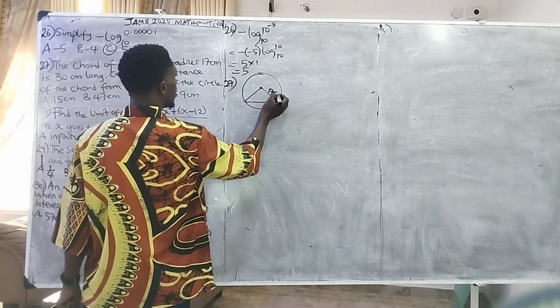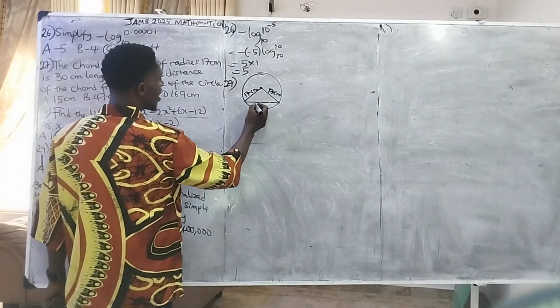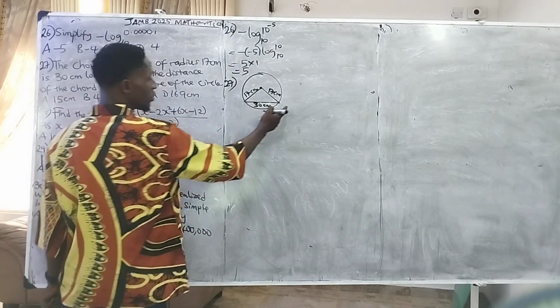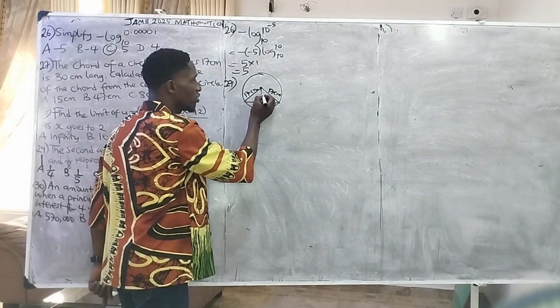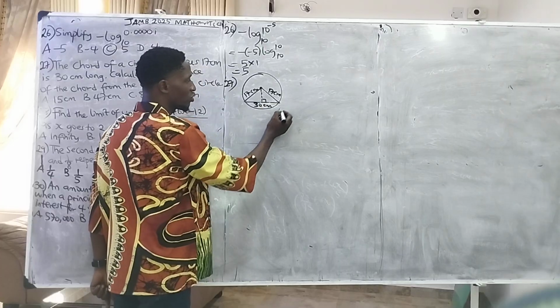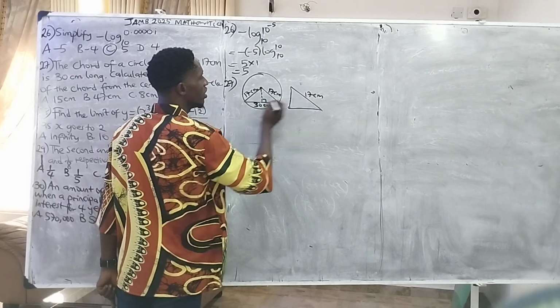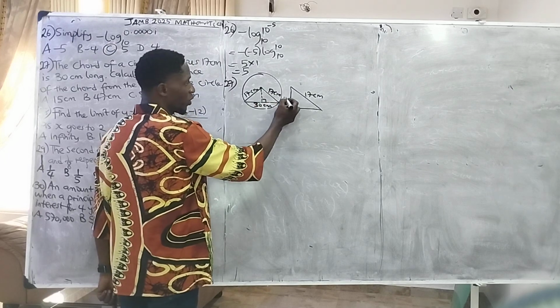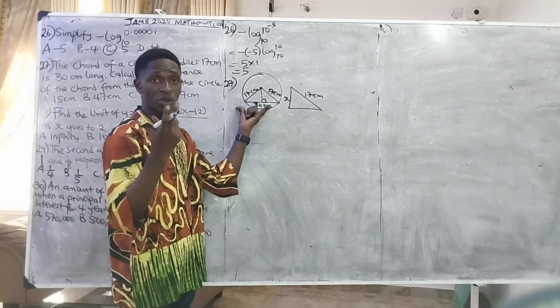So we have 17 here. Here is also 17. The chord is 30 cm, from here to here is 30. So we are told to find the distance, that is from here to here. So we have a right angle triangle. So here is 17. This is the distance we are looking for. You call it x.